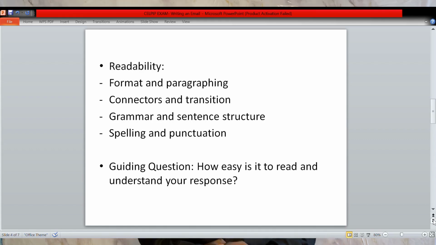The next thing after vocabulary that examiners look at is your readability. Readability is the format you follow, the format of writing an email. Is it formal or informal? And your number of paragraphs: how many paragraphs did you give? Did you cite the different points you've been asked to talk about? Connectors and transitions: how did you transition from one paragraph to another? Is there a connection between your first paragraph and your second? Did you make people see that you're going to another paragraph to talk about the next point? This is what you want to take into consideration.